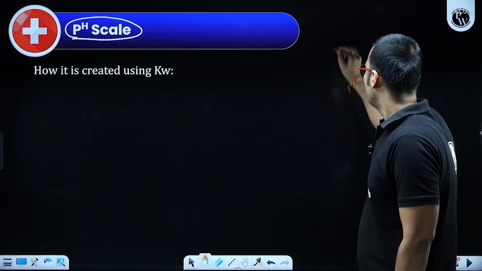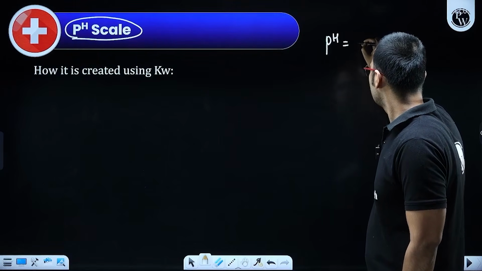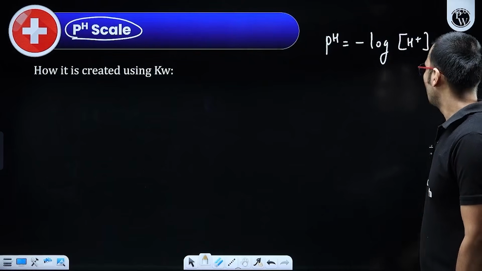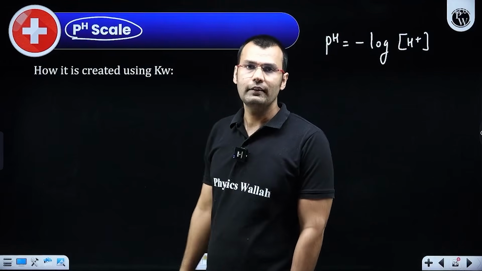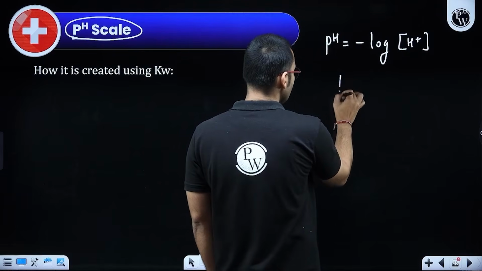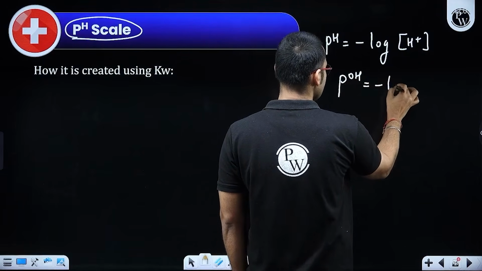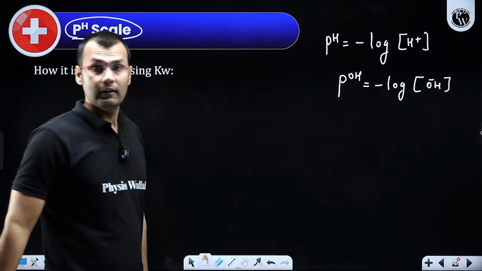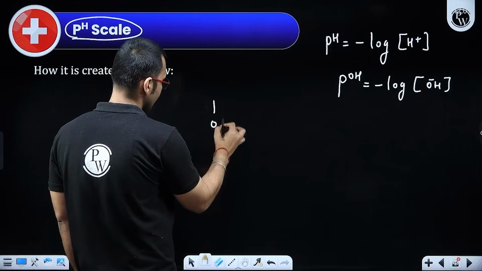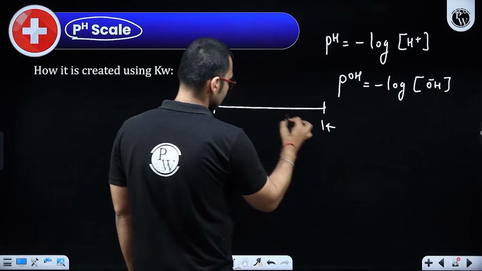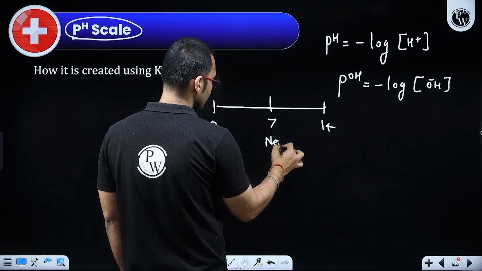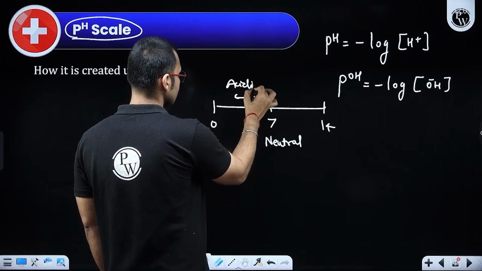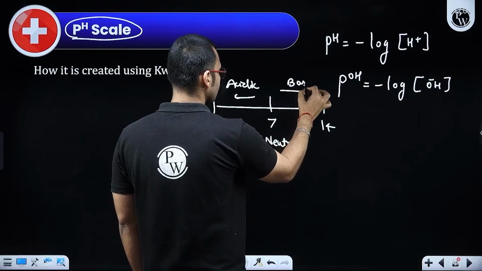First point is you calculate the pH of a solution as minus log concentration of H plus, or hydronium ion, right? Sometimes instead of pH, you calculate pOH as minus log concentration of OH minus. Then you have your pH scale, which ranges from 0 to 14. At 7, you say that your solution is neutral. Before 7, it is acidic, and after 7, it is basic. This is your pH scale.